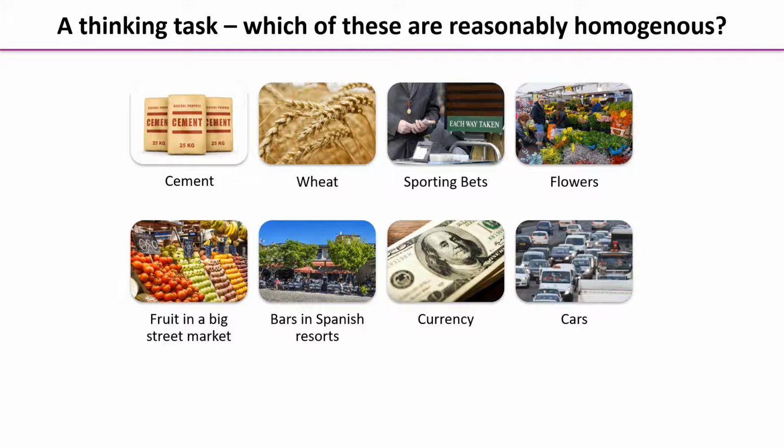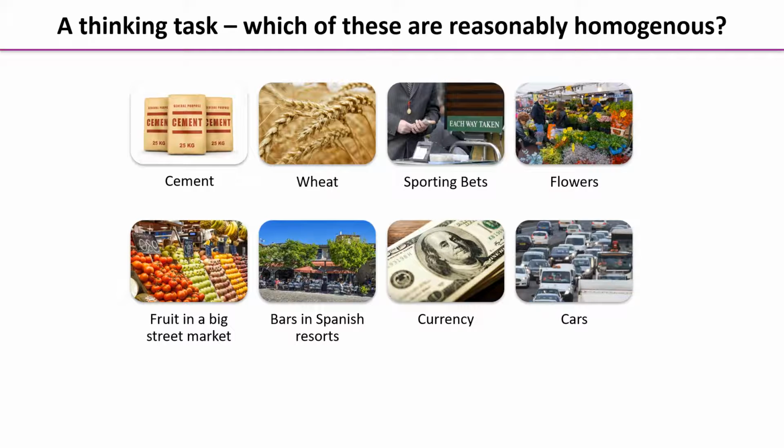So the first thinking task for you, as we said on the previous slide, goods produced in perfect competition, all services actually are assumed to be homogeneous. So which of these goods here do you think are reasonably homogeneous? Pause the video for a couple of minutes and have a bit of a think about this.